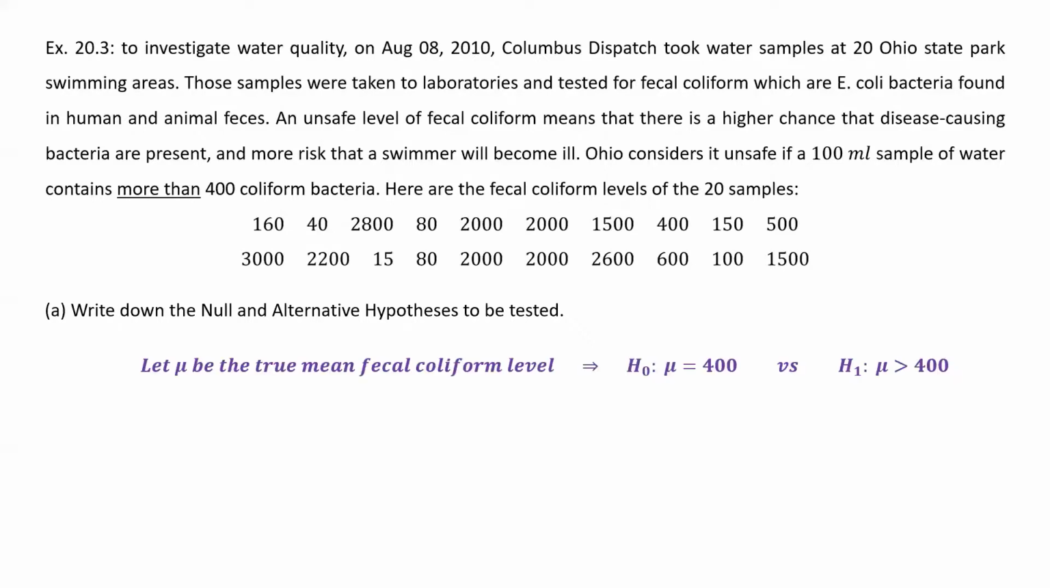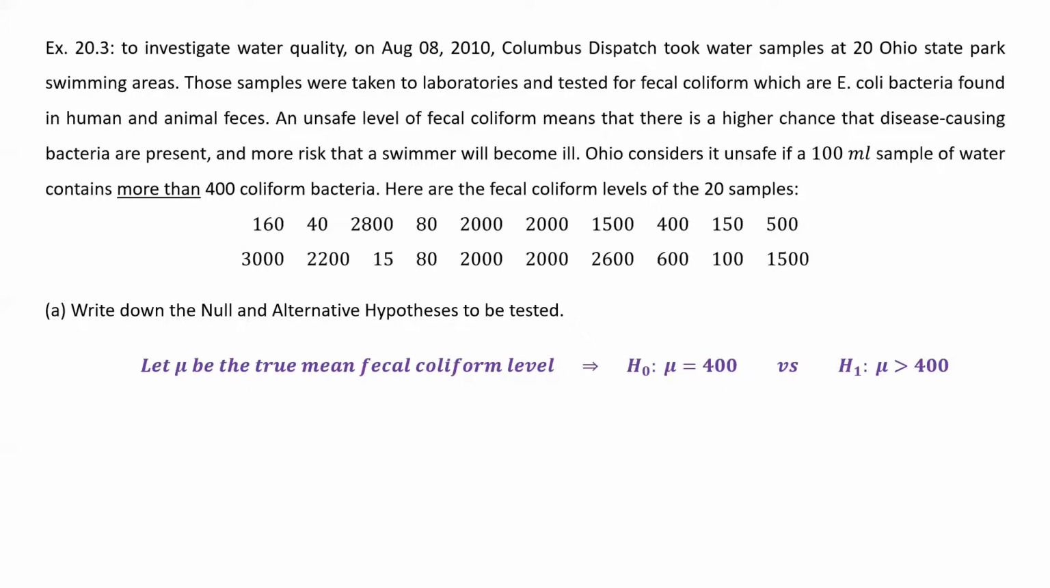All right, we will let mu be the true mean fecal coliform levels. We have to compare it against 400. The underlined keyword is more than. Next to that, we have 400. So the mu0 value is 400. And this is a right-sided test.